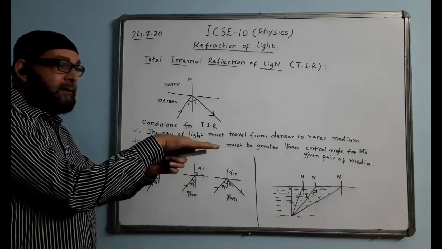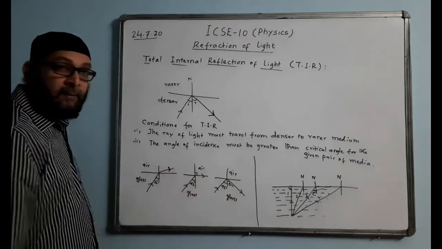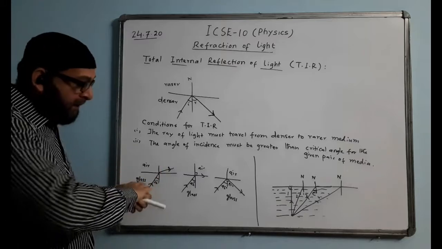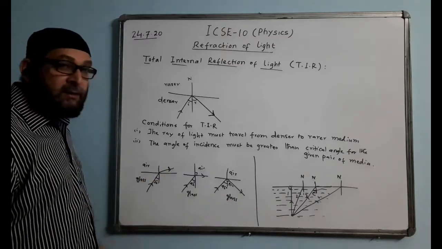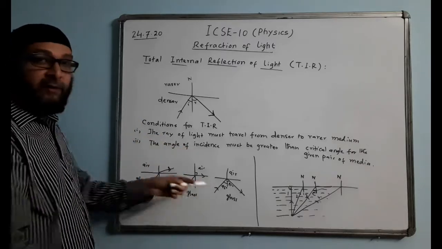Critical angle is the stage between the refraction and the reflection. It's in between. So at that time, neither reflection nor refraction takes place. The ray just touches and goes. That is the case, that's why it is called critical. Critical is in between refraction and reflection.